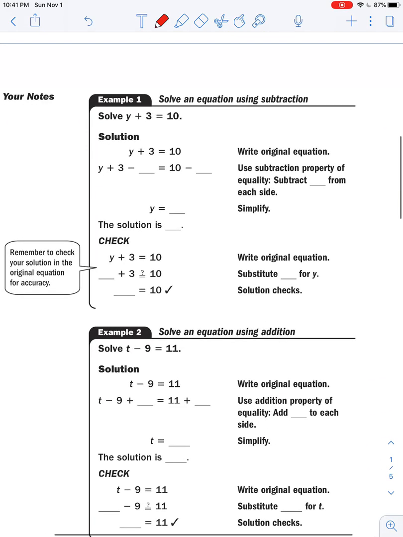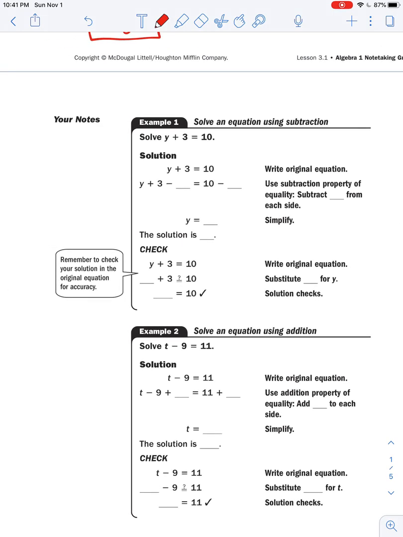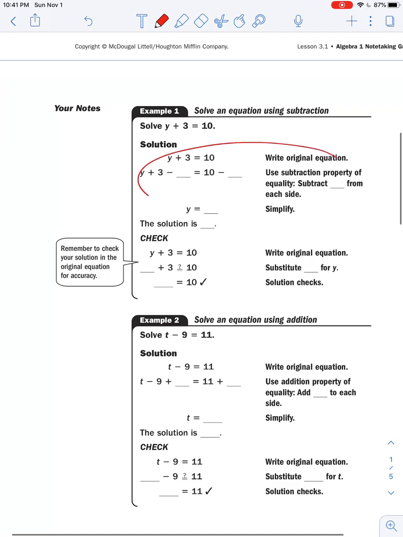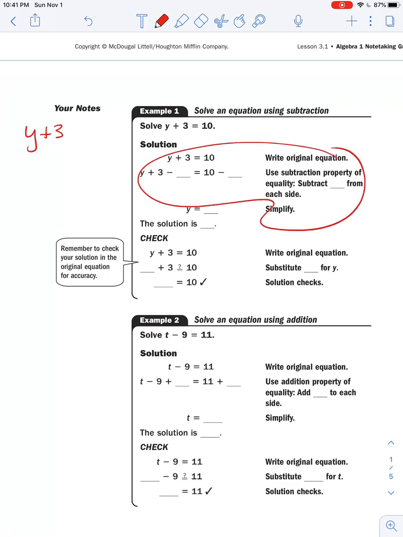So here it says to solve an equation using subtraction. Instead of all of this work in here, I'm just going to show you off to the side how we usually do it.